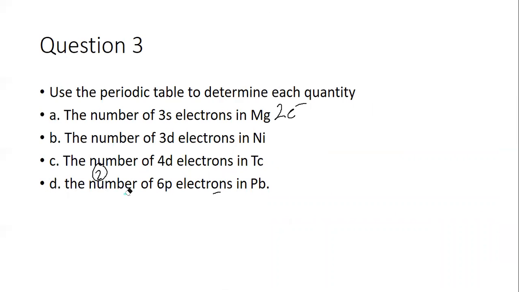All right. Take a minute with your periodic table. Hopefully you have one. If not, pull one up on your phone or on the internet and tell me the 3d electrons in nickel, 4d electrons in Tc, and 6p electrons in lead.